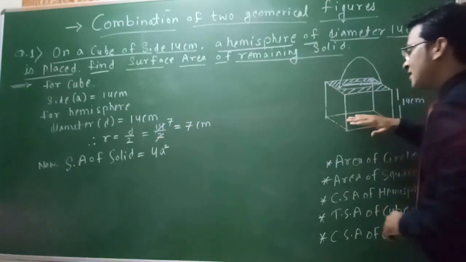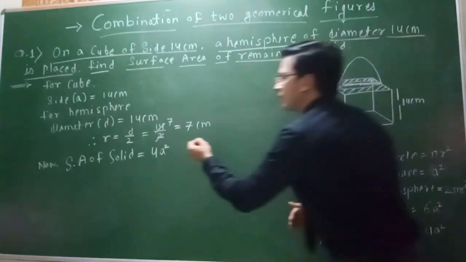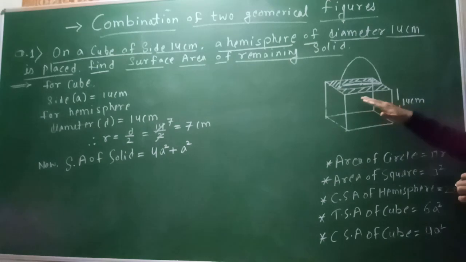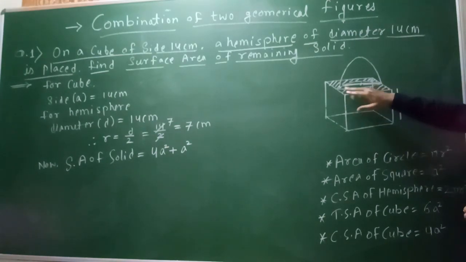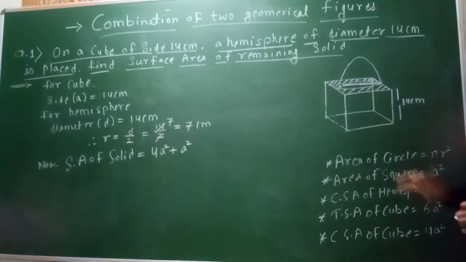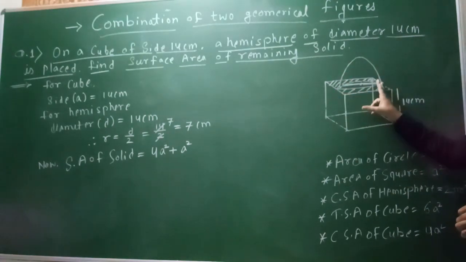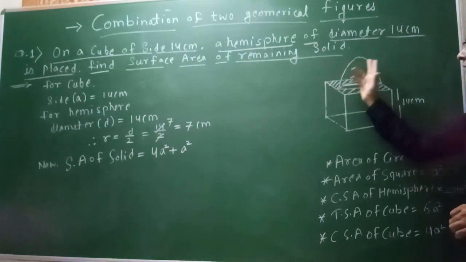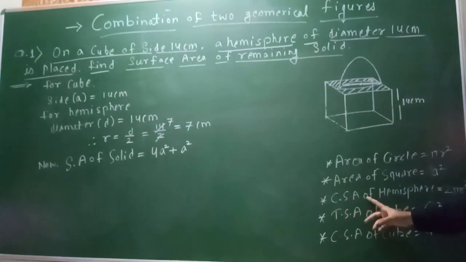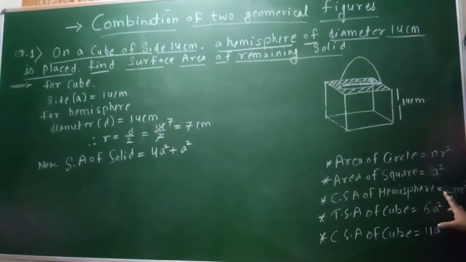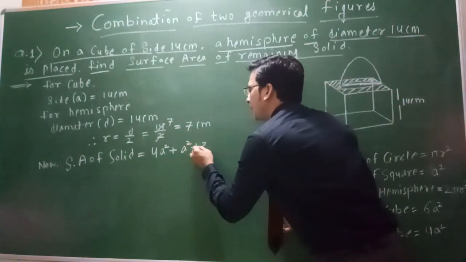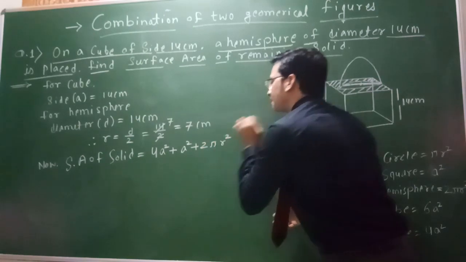Okay, so the base face is also a square, so we have to add the area of a square one more time. Now, if you observe, there is a hemisphere placed on the top of this cube. Which portion of this hemisphere is visible? Its curved surface is visible. We know the curved surface area of a hemisphere is 2 pi r square, so we have to add 2 times pi r square here.